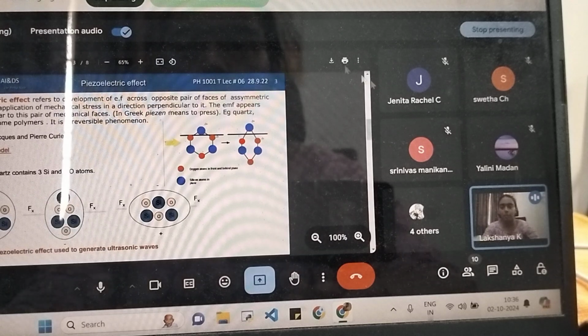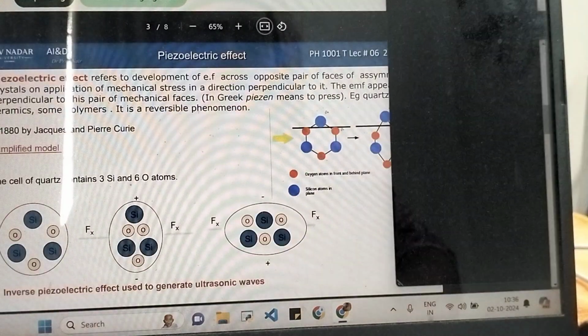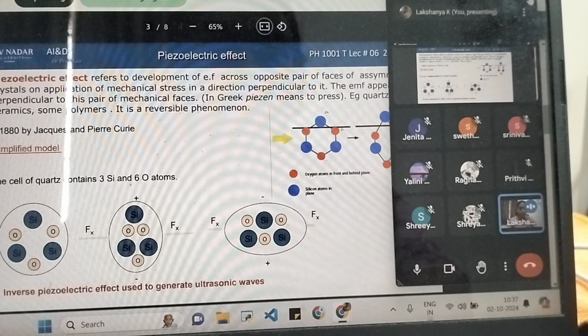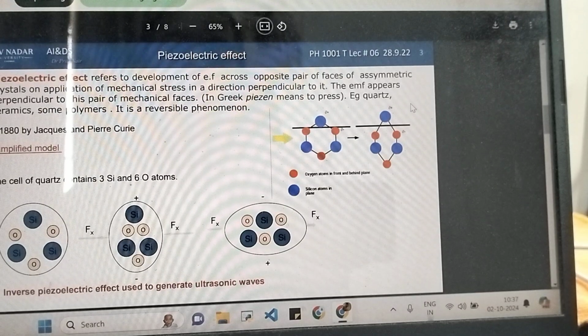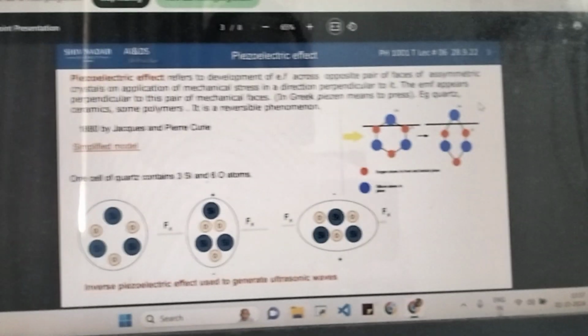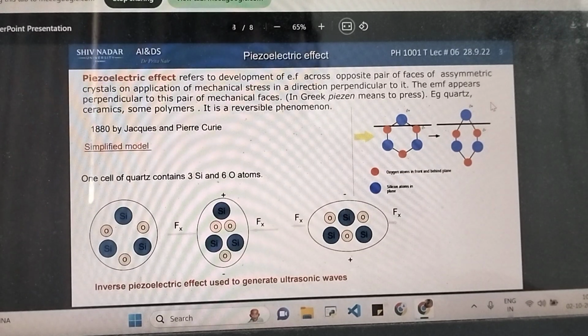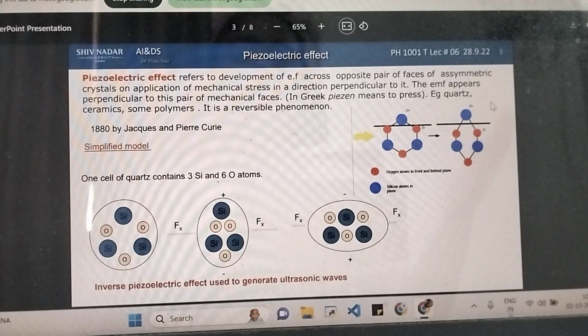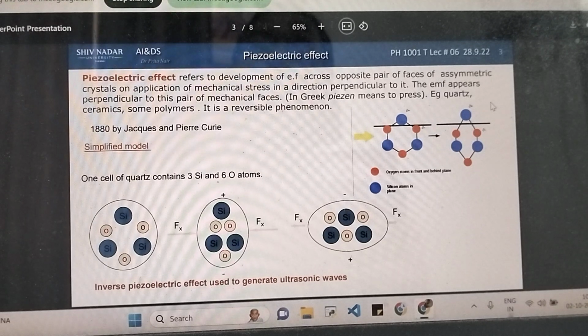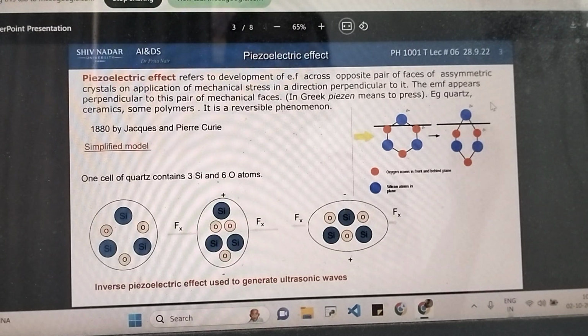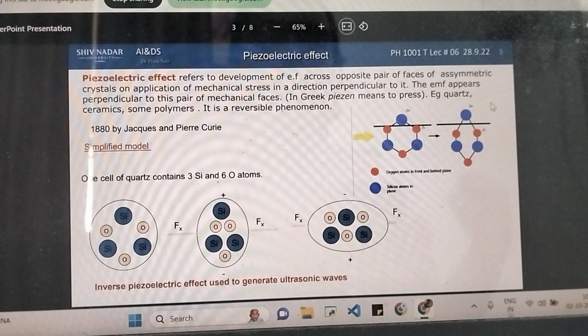If such a property is shown by a material, it is called a piezoelectric material, and this property is called piezoelectric effect, meaning as long as you apply force to two opposite faces, the perpendicular opposite faces will show an electric field. And what is the inverse piezoelectric effect is, if you apply electricity to two opposite faces, then the perpendicular faces will either get compressed or expanded.